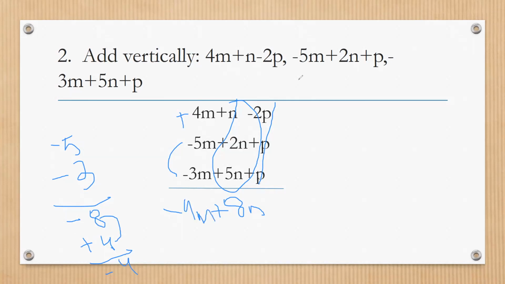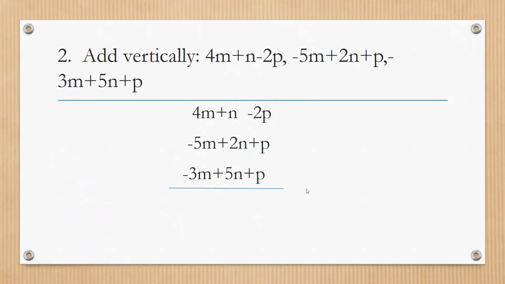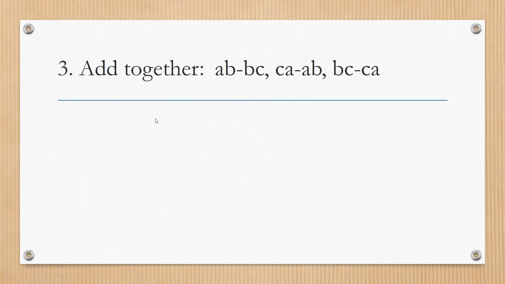I hope now this is very clear to you. So here we get the answer minus 4m plus 8n. We cannot add them, so it's the final answer.